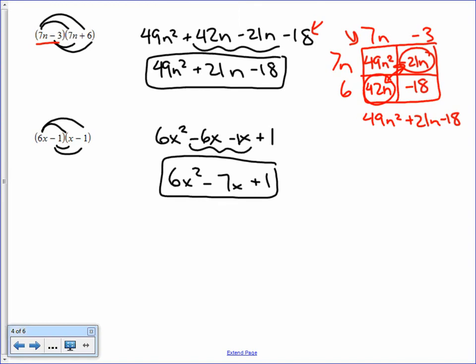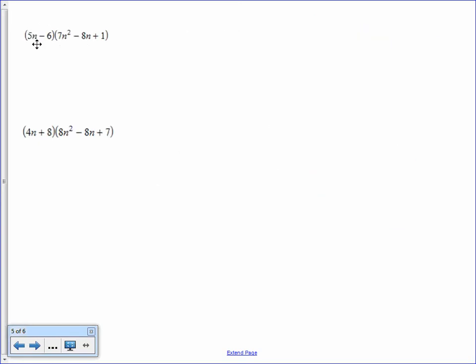Of course, for the next one you would set it up with your box: 6x and negative 1, and then x, and then negative 1, just like that. I'm not going to go through that one. I think you guys will get the idea behind that.